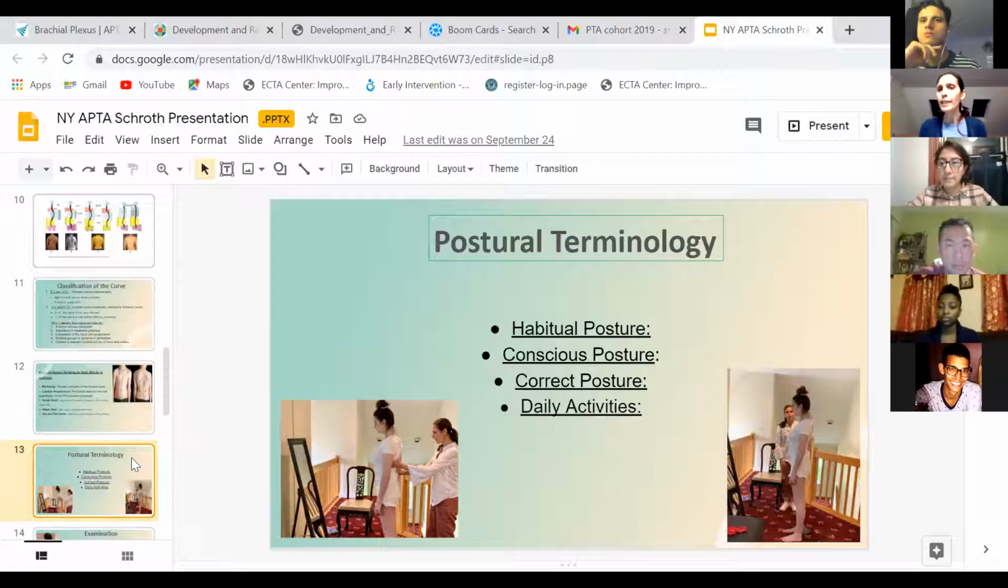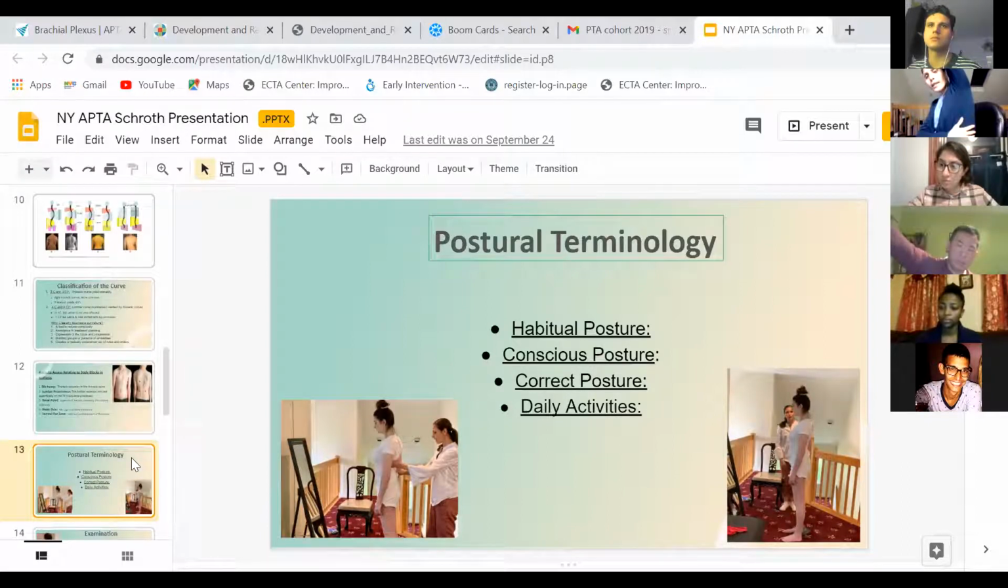And then you use daily activities, which means you encourage them to elongate that flat side by reaching. So if they're doing reaching, you're asking them to reach that tight, weak, concave side. Okay?